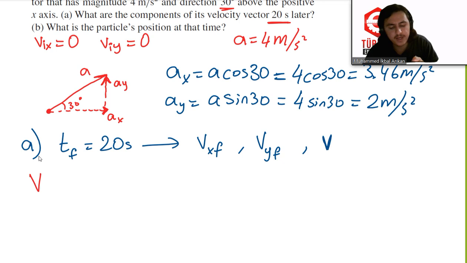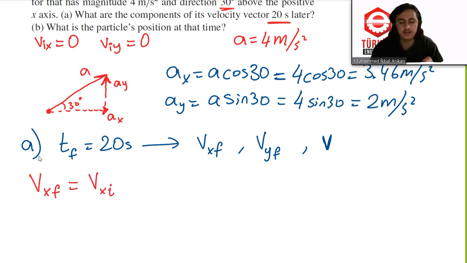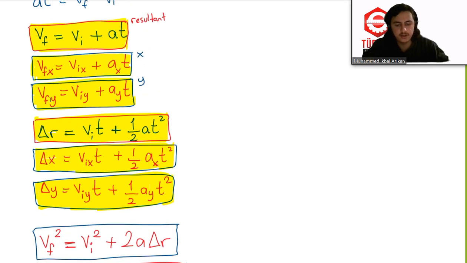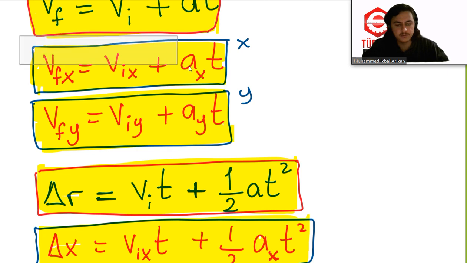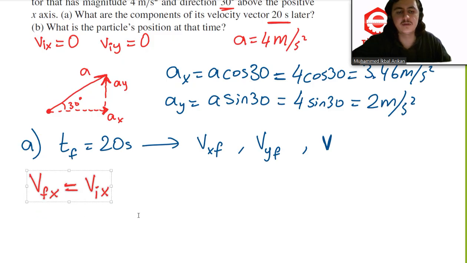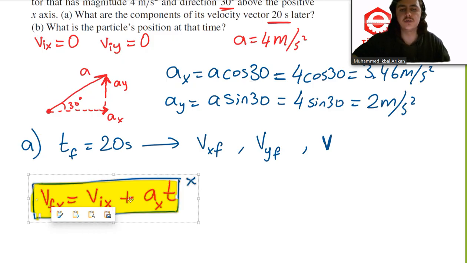So Vx final will be equal to Vx initial. Sometimes I'm forgetting, so I must put final here. V final x will be equal to V initial x. Actually this one is coming from our introduction. I will use this formula. Just take it, copy, paste here. Okay, so I will use this one.